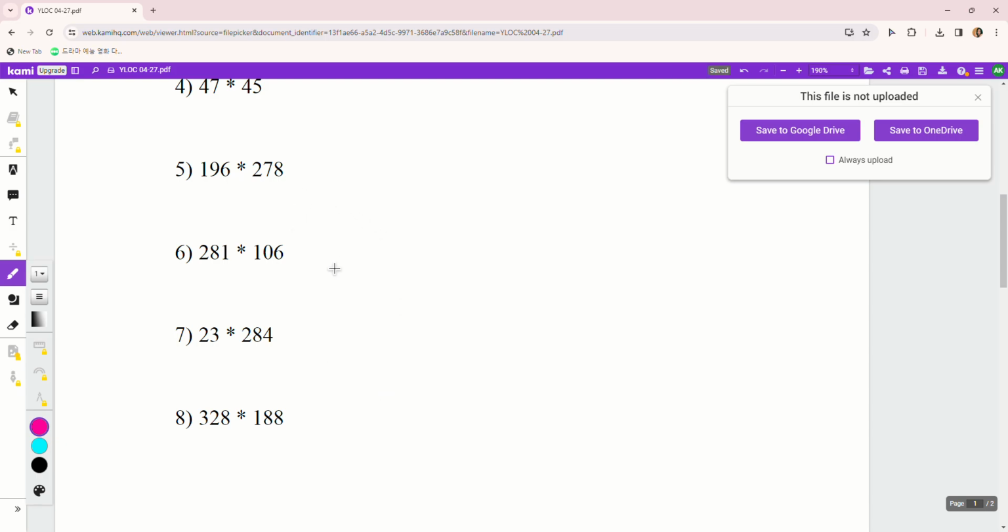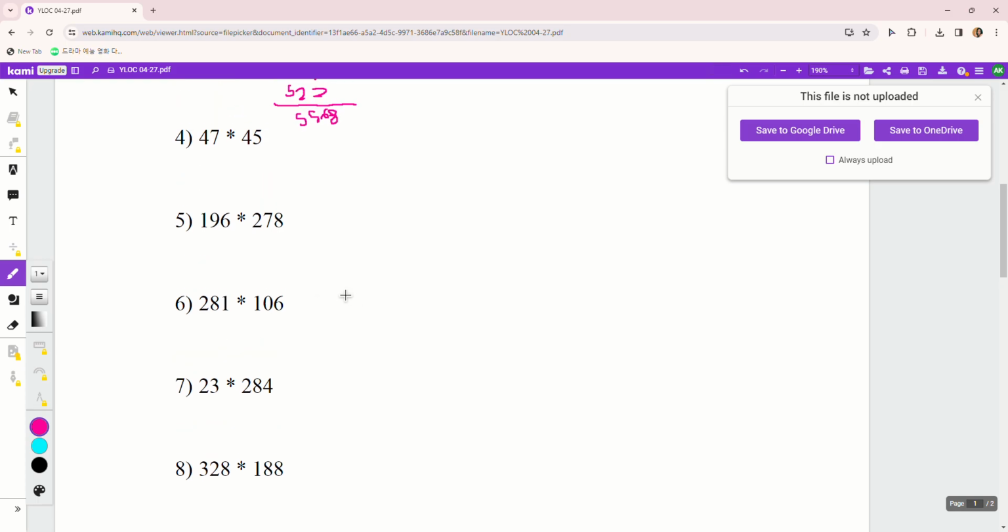Next is number 7. So 284 times 23. 4 times 3 is 12, so 2, and then 1 goes on the top. 8 times 3 is 24, plus 1 is 25. 2 times 3 is 6, and then plus 2 is 8. 4 times 2 is 8, and then 8 times 2 is 16, so the 6 would go here, and the 1 would go on top. 2 times 2 is 4, and then plus 1 is 5.